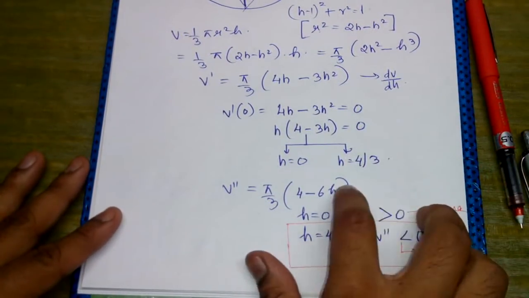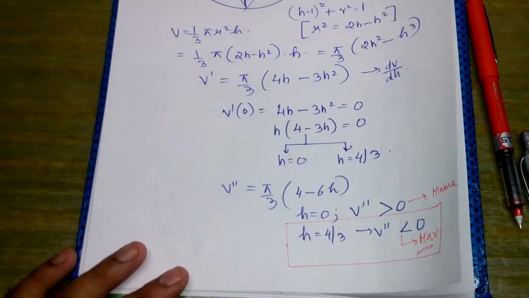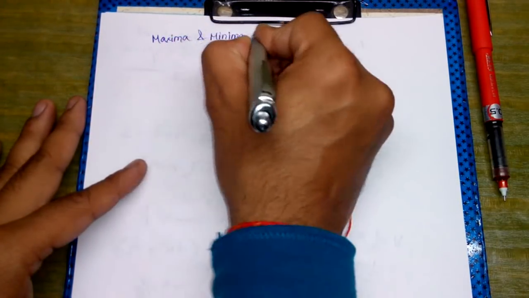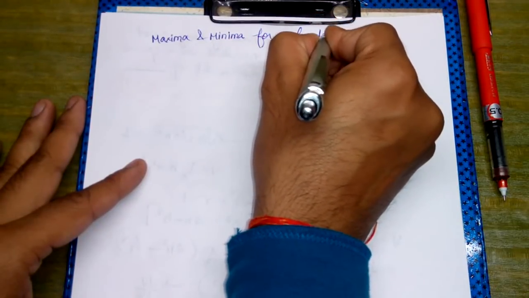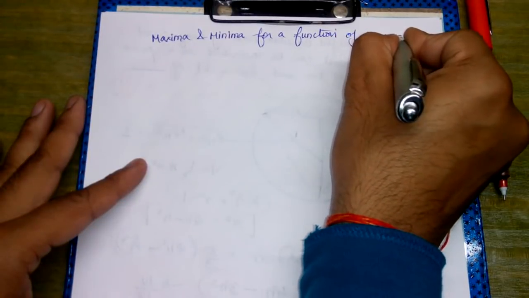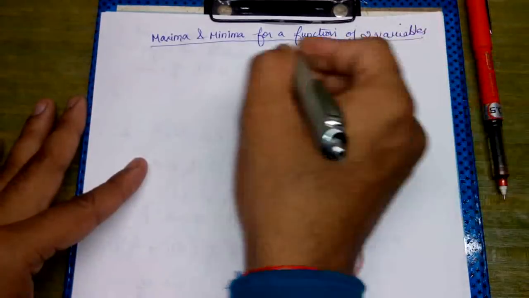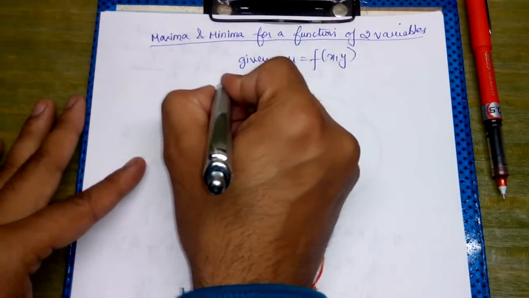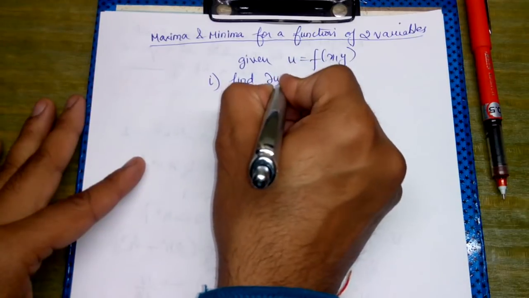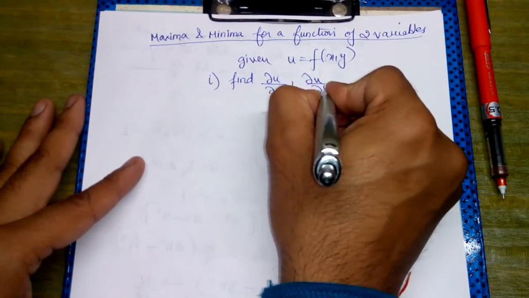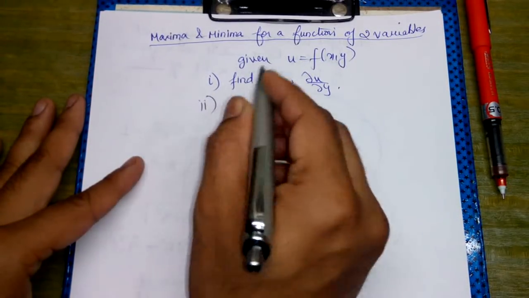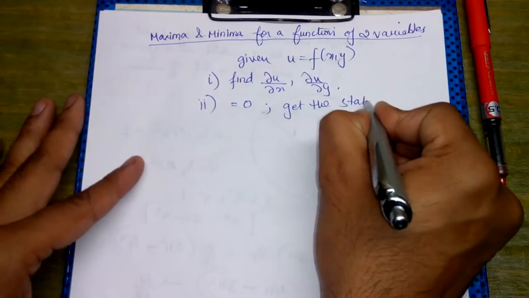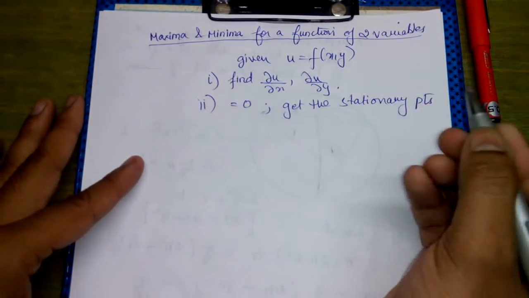Now we will start with the maxima and minima for a function of two variables. We have been given u is a function of x, y. So first we will find del u upon del x and del u upon del y. And second, we will equate them to 0, solve the equations, and obtain the stationary points.